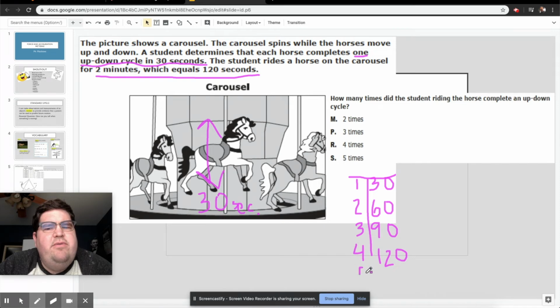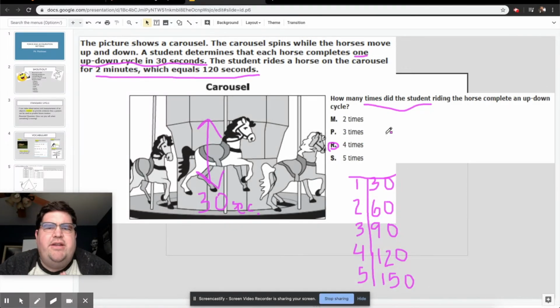Well, let's continue because our most is 5 times. So let's see what 5 times would be. 5 times would be what? Good, 150 seconds. All right. Now our question says, how many times did the student riding the horse complete an up and down cycle? So they rode for 120 seconds. 120 seconds. How many times? 4 times. Good.